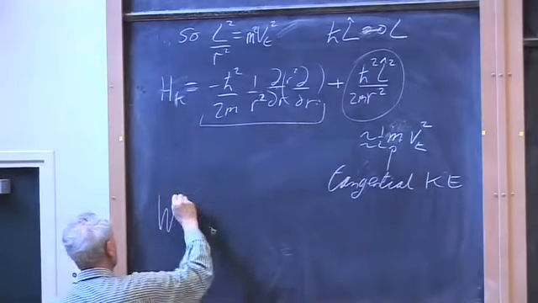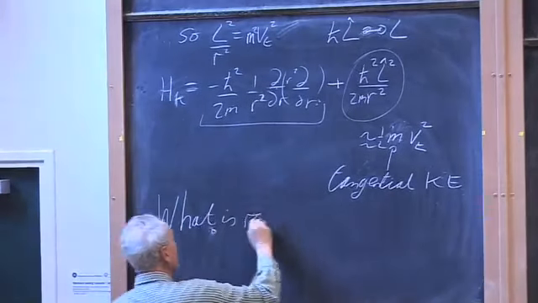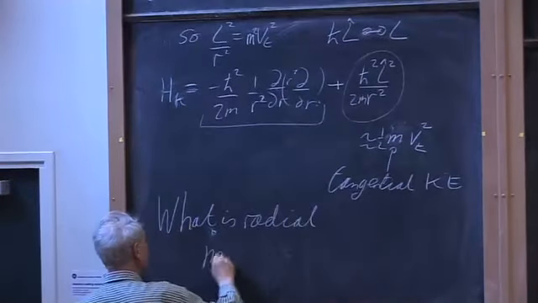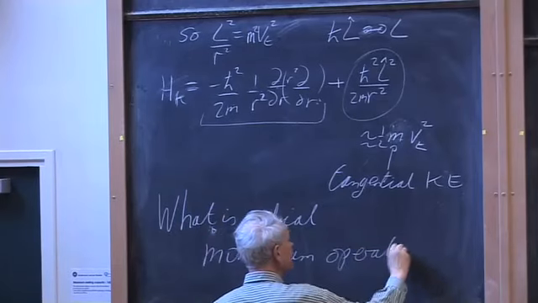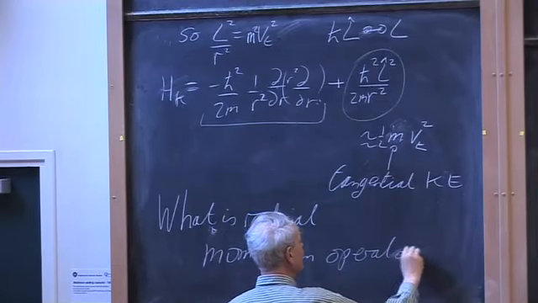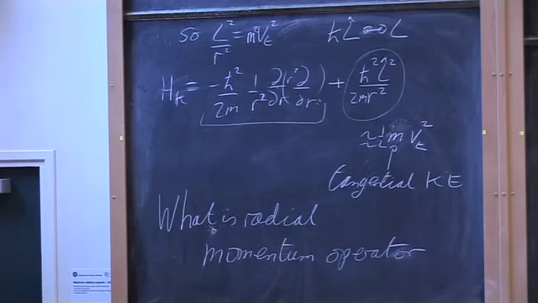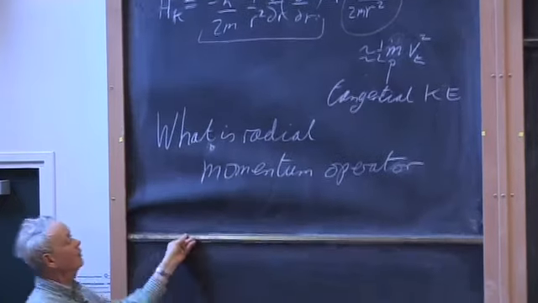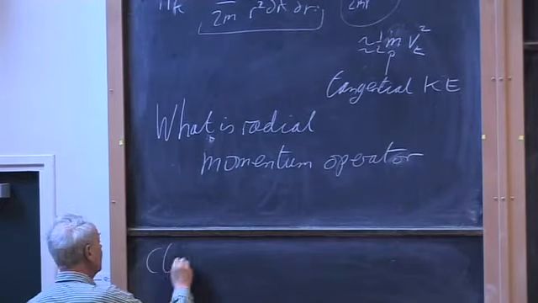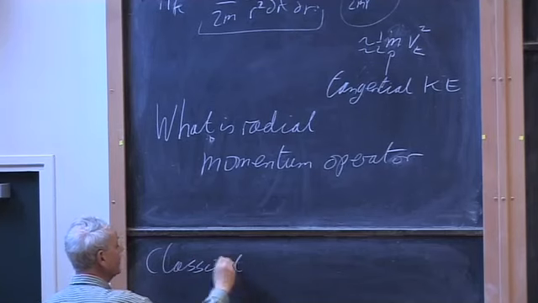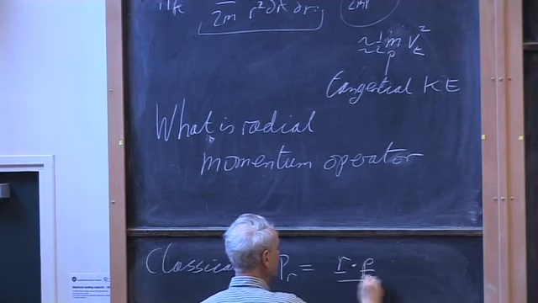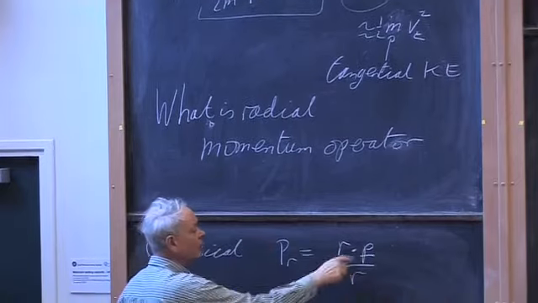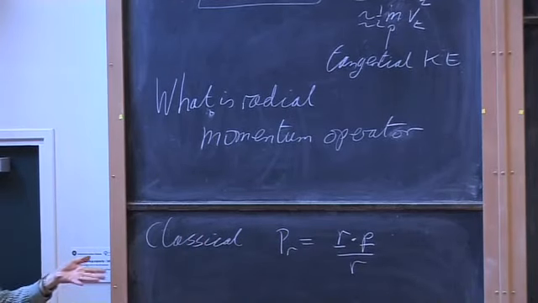So the question we want to address now is, what is the radial momentum operator? We found the tangential operator. We found, in some sense, the tangential momentum operator in this sense, L, and now we want to find the radial one. So classically, momentum is a vector, and we can say that the radial momentum is simply r dot p over r. In other words, the unit vector r dotted into p must surely be radial momentum, momentum in the radial direction.